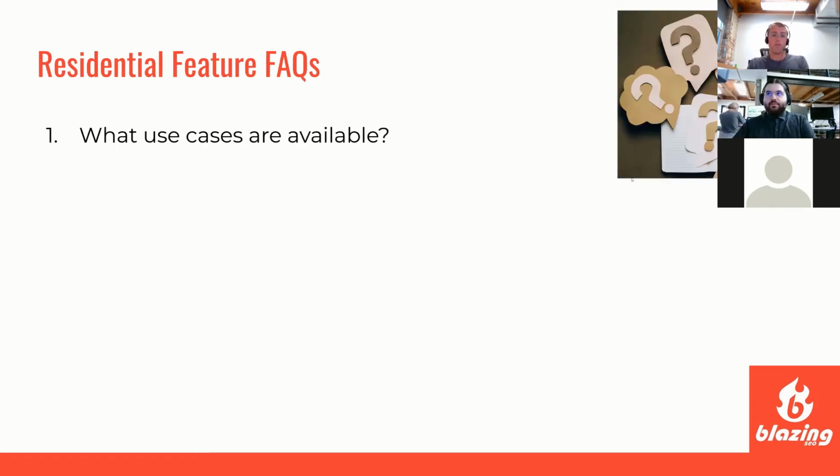FAQs. This should hopefully give some more ideas and context around things as they answer these. What use cases are available when we talk about our residential or Blazing SEO residential IPs? Scraping is the most absolute one. If you're doing scraping, that's our primary request, for people needing enough residential IPs to scrape at scale.